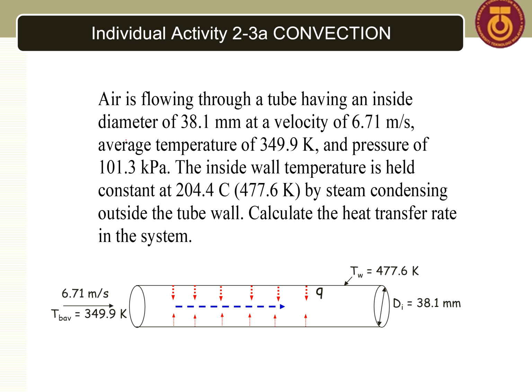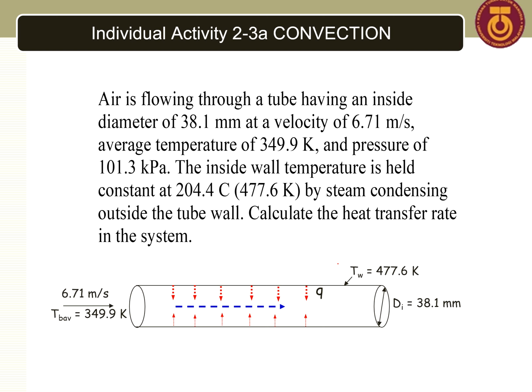The question is about the internal flow of air through a tube having an inside diameter of 38.1 millimeter. The velocity is 6.71 meter per second, and the average temperature is 349.9 Kelvin. The pressure is kept constant at 1 atm, and the inside wall temperature is also held constant at 477.6 Kelvin by the steam condensing outside of this tube wall. Calculate the heat transfer rate in this system.